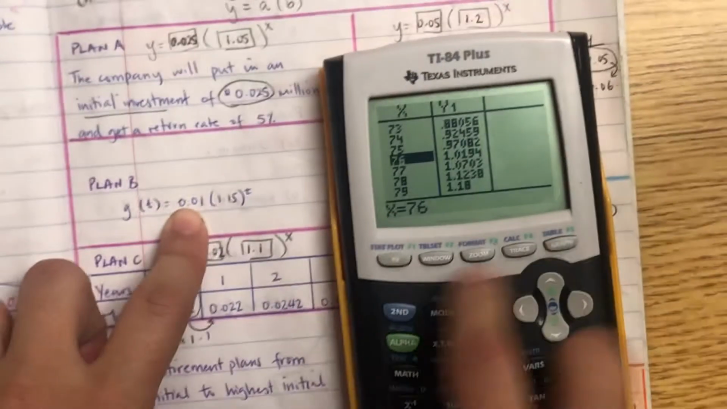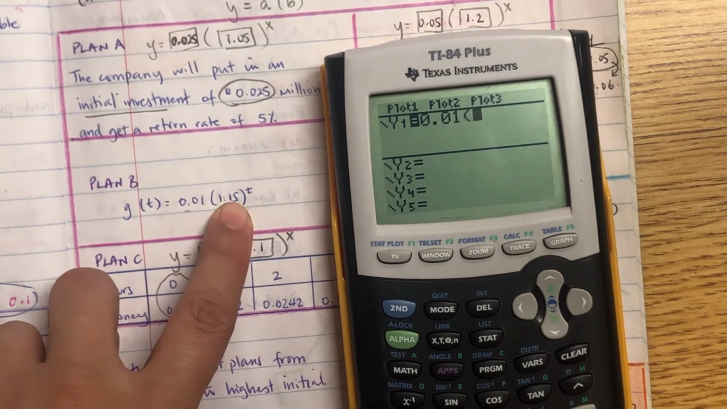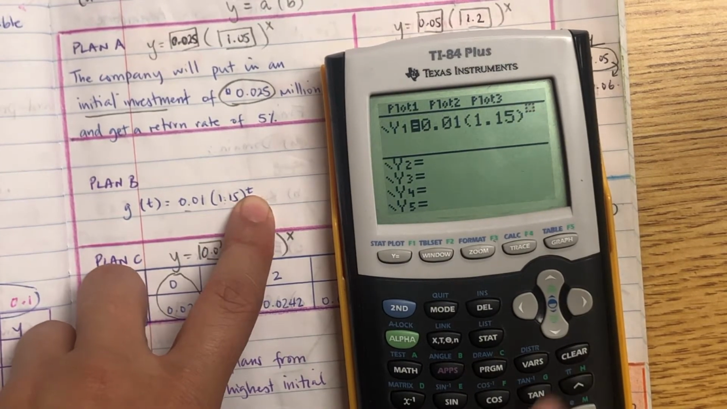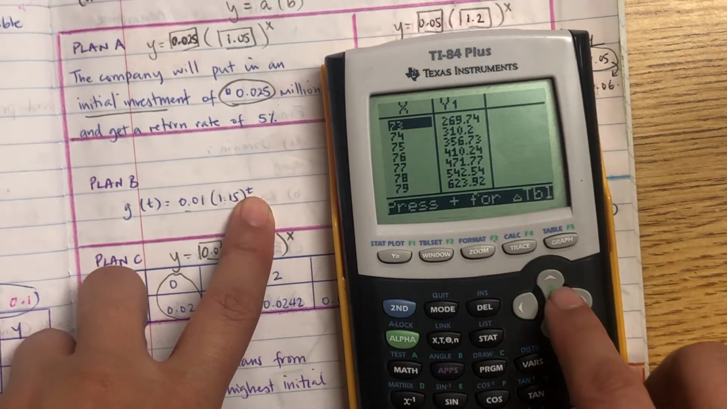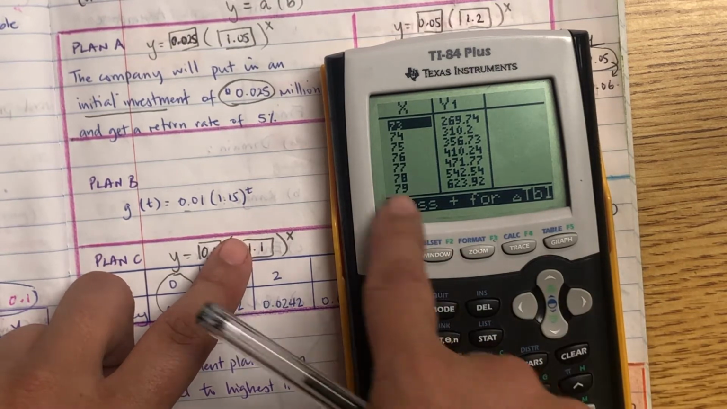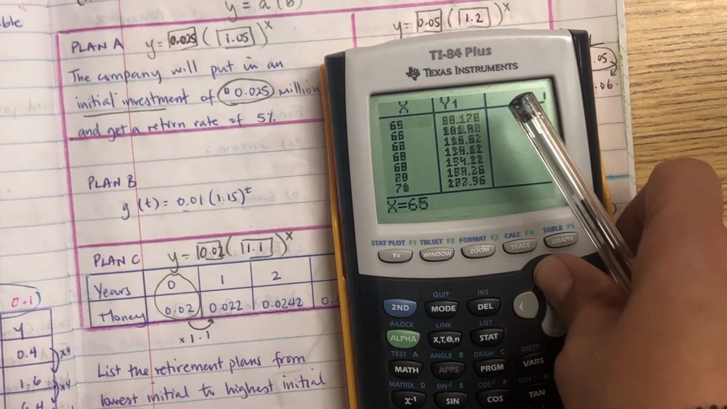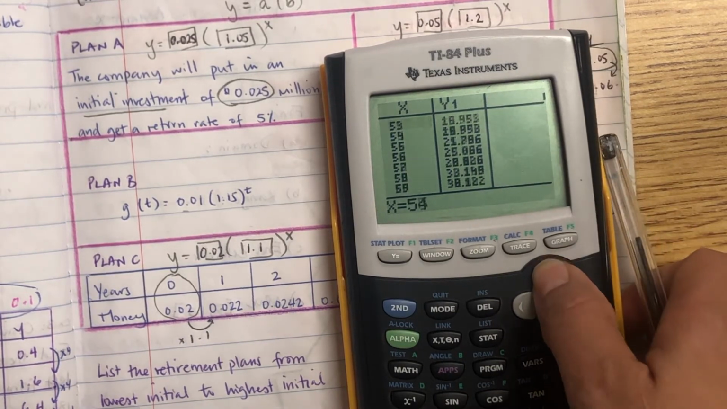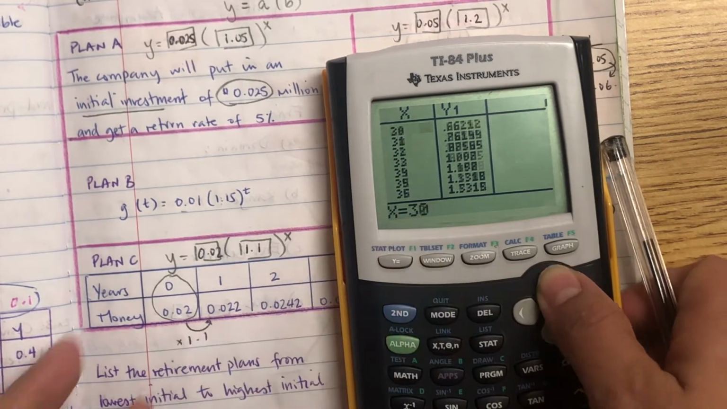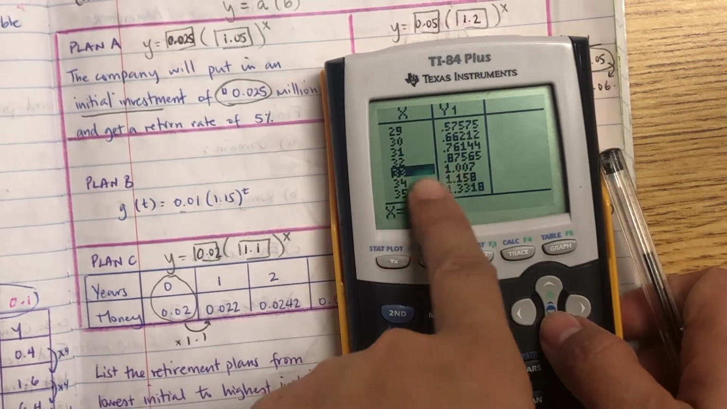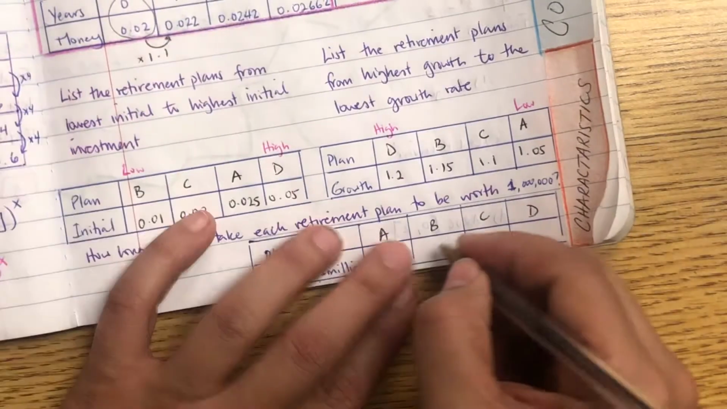Plan B, so you go y equals, clear, 0.01, open parentheses, 1.15, raised to the power of x. Right, second table, and I'm looking for 1 million. Now see, it's starting on 269 million. And there's a faster way of doing this, by the way. Alright, so that's what? 33 years. Roughly 33 gets me to 1. So Plan B is 33.